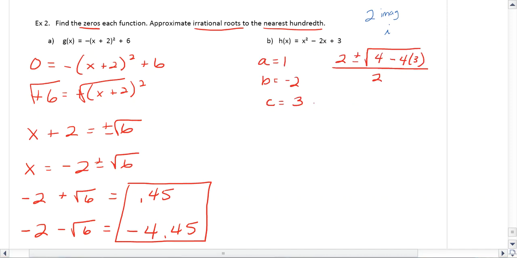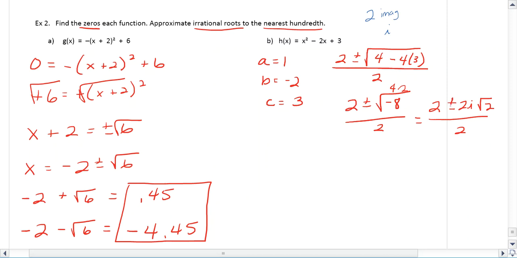This time I chose quadratic formula, but either way we should get the same answer, so you use your preferred method. So let's see, 4 minus 12, this is going to give me a negative 8 under the radical. And we'll simplify this if possible. 8 has a 4 in it, and of course the negative sign has to come out as an i. So then I have 2 plus or minus 2i square root 2 all over 2.